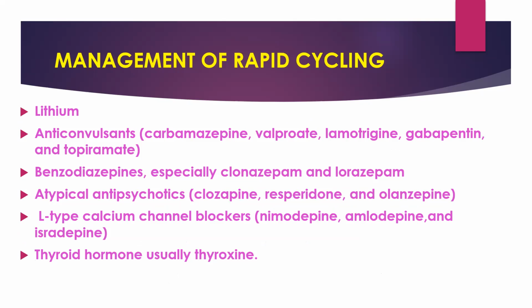Now we come to the management of rapid cycling, which can be done by the use of drugs. The most common drug we use is lithium. The others are anticonvulsants like carbamazepine, valproate, lamotrigine, gabapentin, and topiramate. Benzodiazepines are also used, especially clonazepam or lorazepam. Atypical antipsychotics such as clozapine, risperidone, or olanzapine. L-type calcium channel blockers are sometimes also used, such as nifedipine, amlodipine, and isradipine.